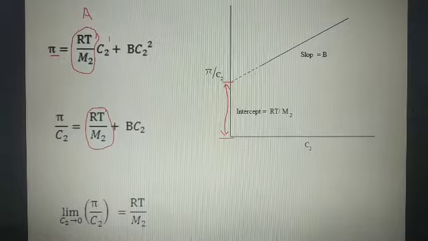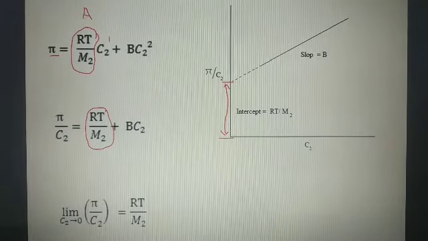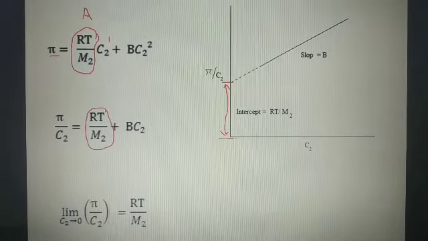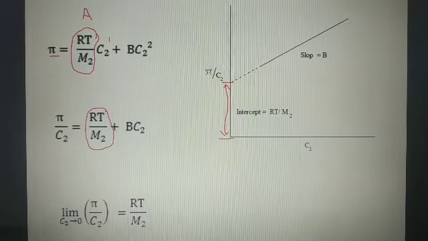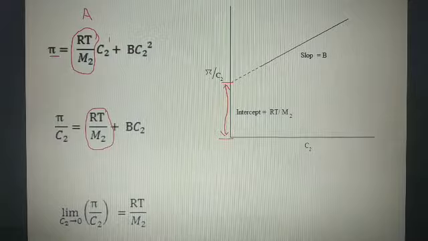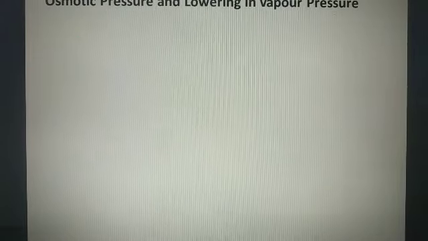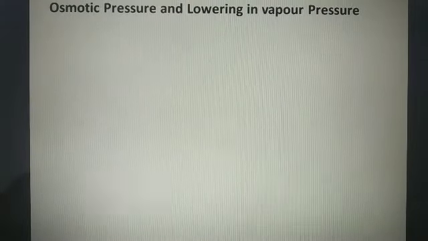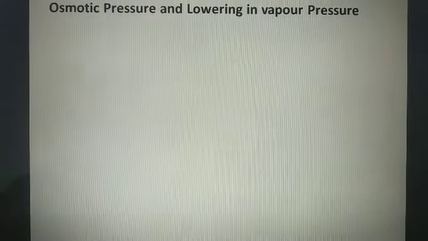So that is the Virial equation, an extension of the van't Hoff equation in the case when the concentration of the solution is more. Now let us see further how osmotic pressure and the lowering in the vapor pressure are interconnected with each other. Not relative lowering, it is lowering in the vapor pressure, meaning comparison of the vapor pressure of the pure solvent as well as the vapor pressure of the solution side.